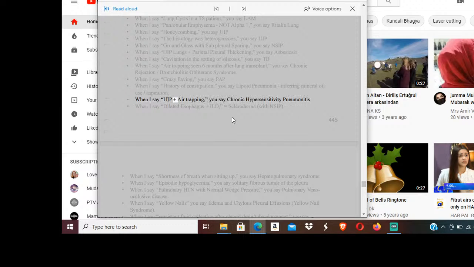When I say UIP plus air trapping, you say chronic hypersensitivity pneumonitis. When I say dilated esophagus plus ILD, you say scleroderma with NSIP. 445. When I say shortness of breath when sitting up, you say hepatopulmonary syndrome.